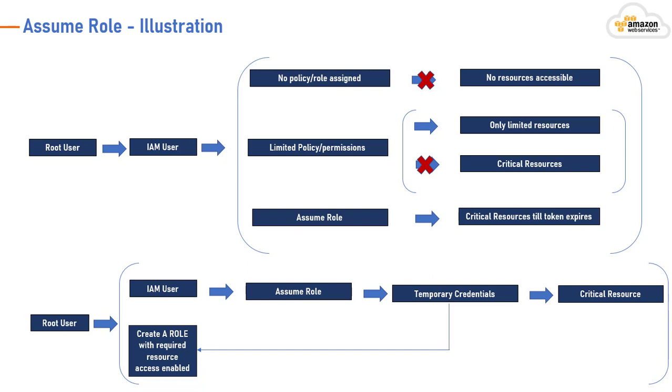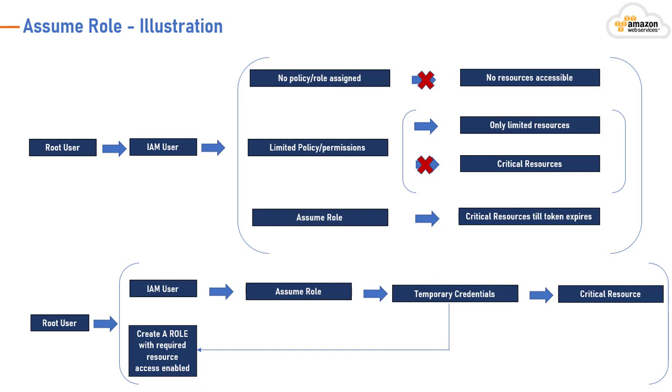So there would be a temporary credential available to the IAM user by which he can assume the role and access the resources for a short period of time. So how is it happening? The root user is creating an IAM user. The root user is also creating a role with required resource access enabled. So the IAM user can assume the role and receive a temporary credential, and using that temporary credential, he will be accessing the critical resources within the cloud. So this is how assume role works.